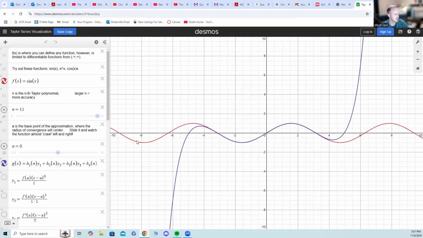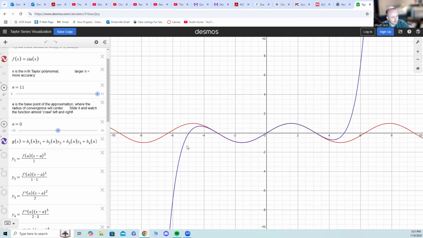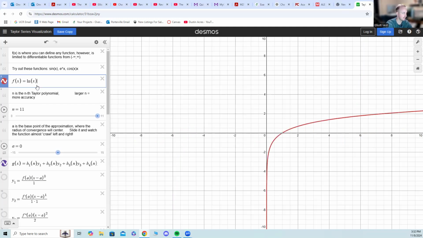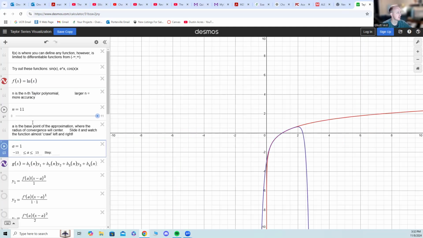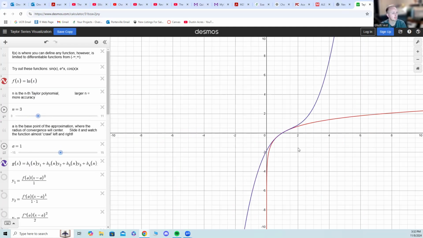Let's go to Taylor series visualization here. What this does is you can look at how all the math looks. Really, the purple graph is your Pn of x, and I can change the size of my n. I can change where my a is and where I'm centered, and so on. Right now they have it for sine of x. Let's just do it for ln of x, centered at a equals 1. That was the last problem we had, and we had P3 here.